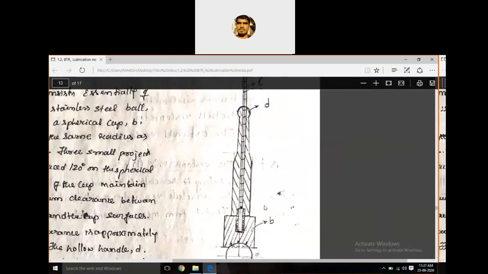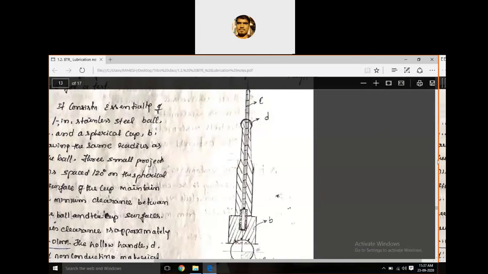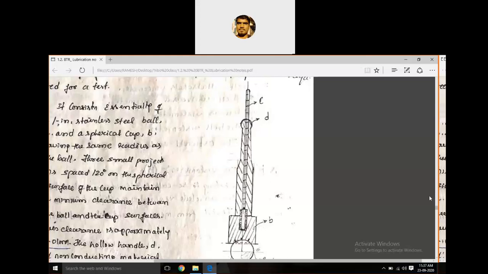Yes, you can see. So this is the setup of the Michael viscometer. It is also called an inverter or workshop viscometer. Inverter means the entire setup is going to reverse. That's why it is called an inverter. And workshop viscometer means it is commonly used in workshops to measure the viscosity. That's why it is called a workshop viscometer.